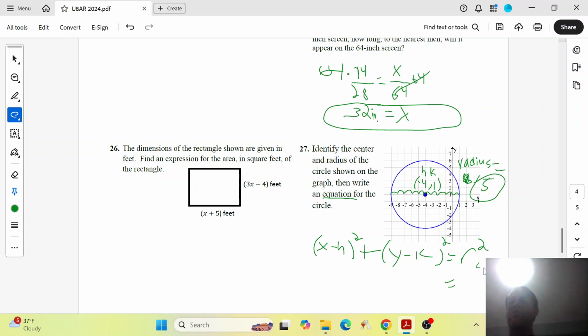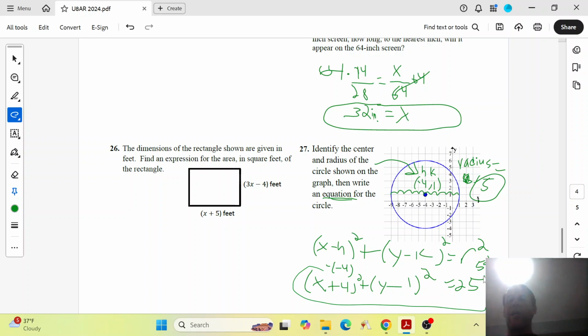Okay, so that's going to be 5 squared, and 5 squared is 25. And so here's one answer. Identify the center of the circle as shown in the graph, and then they want you to put it into the equation. So that's going to be x minus h. Well, h is already negative, so you have a negative times a negative, so that's going to be a positive 4, all squared. Plus y minus k, which is already just a 1. So that's it: (y minus 1) all squared. And that is the equation of our circle.